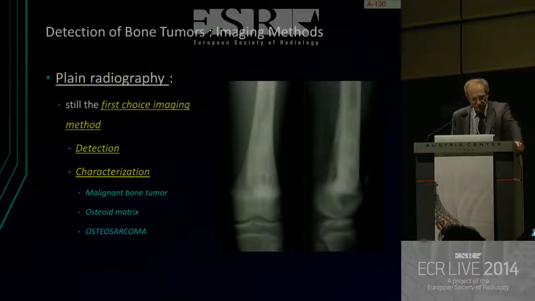You can start with a plain radiography, and this is still the first choice imaging method for detection of a lesion. And you can easily see a bone-forming tumor in the distal femur of this teenager, so it produces osteoid matrix, and there is a destruction of the cortex on the posterior side, so you can make the diagnosis of an osteosarcoma.